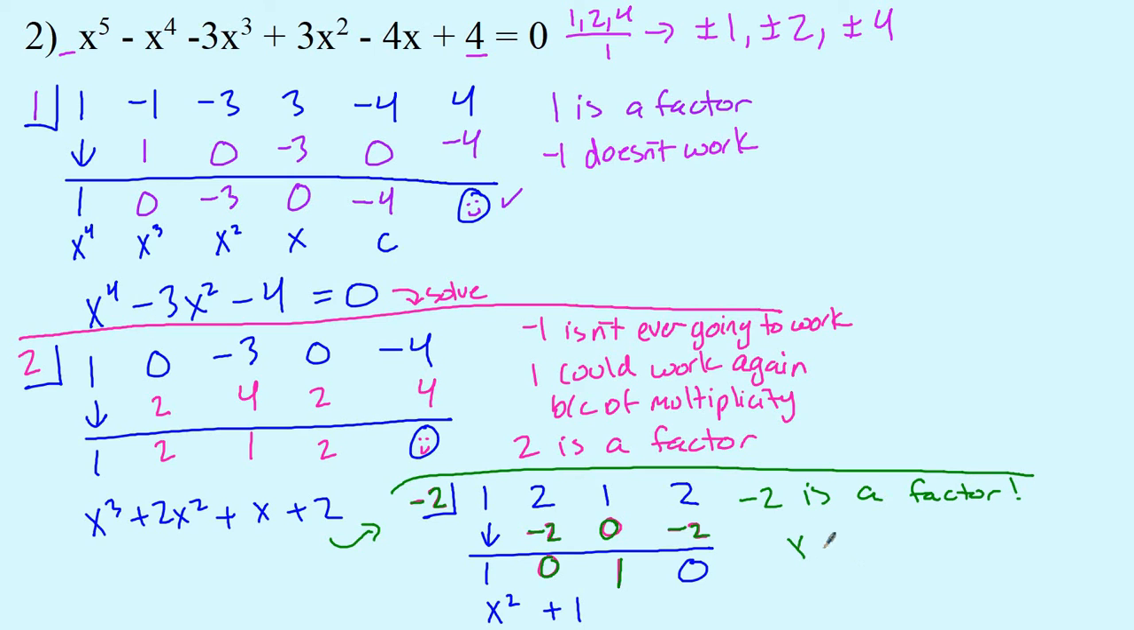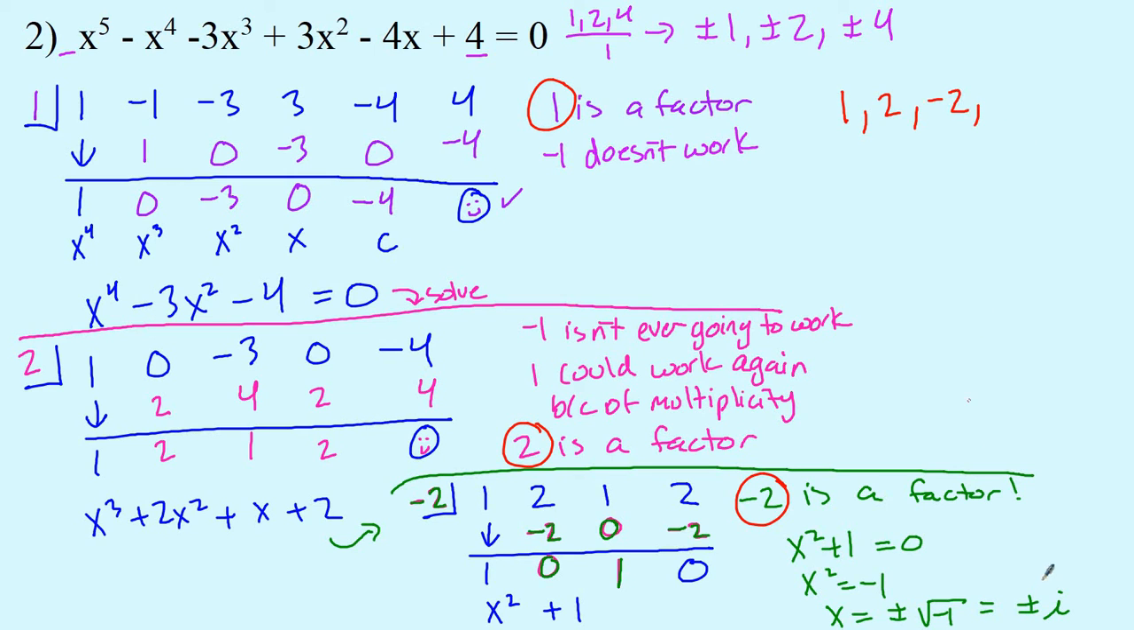And so now let's take that x squared plus 1, that final thing, and solve it. x squared equals -1, so x equals plus or minus the square root of -1, which is plus or minus i. So all of our solutions: 1 is a factor, 2 is a factor, -2 is a factor, and the last thing we solved for was plus or minus i. So we have 5 answers, and that was x to the 5th, so I know I got them all.